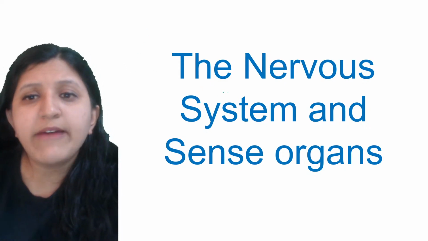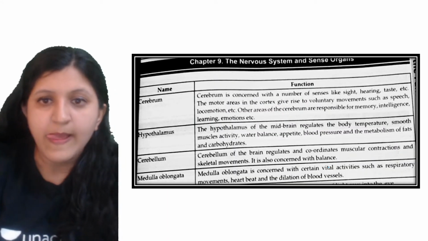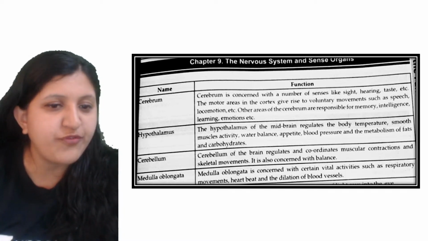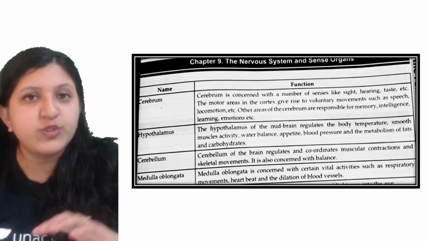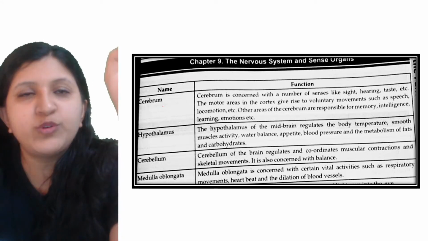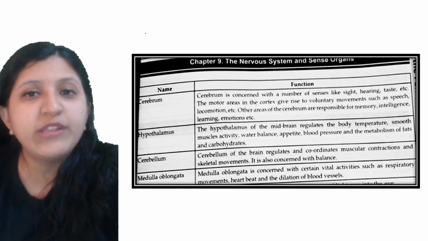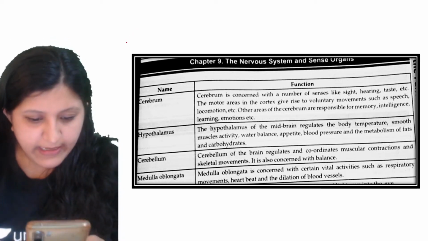Okay, so let's have a look at the nervous system and then the sense organs. In the nervous system, a lot of parts are there, so lots of functions are there. You need to be thorough here with respect to all the functions. A lot of students I have seen get confused between the functions of cerebrum and cerebellum.